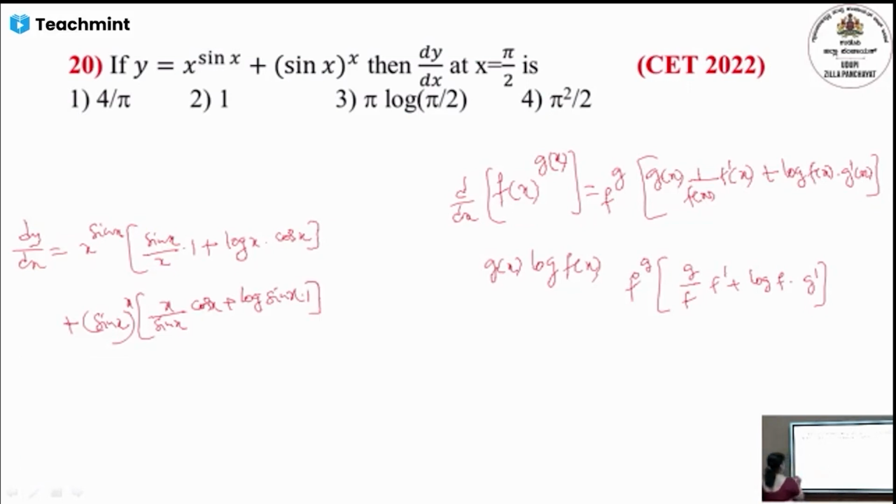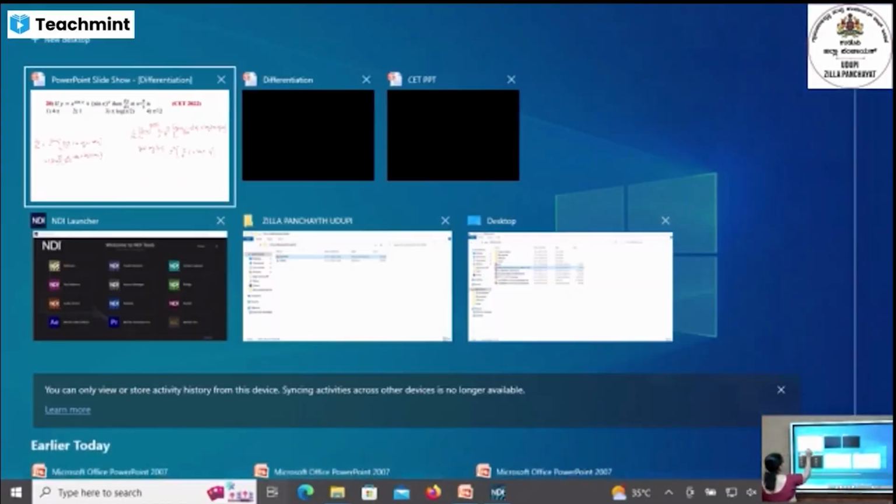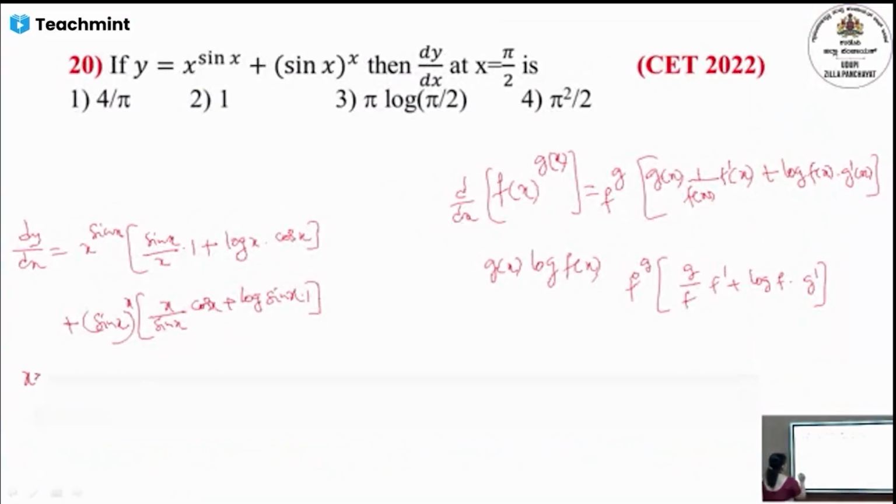Now what is asked is at x is equal to pi by 2. Can you see that x is pi by 2 means cos pi by 2 is 0? So this term will become 0. Cos pi by 2 is 0, so this term will become 0. Sin pi by 2 is 1, log 1 is 0. So the whole term is gone.